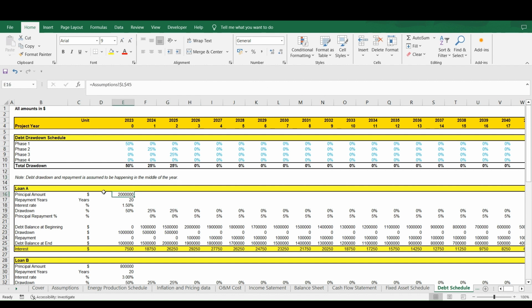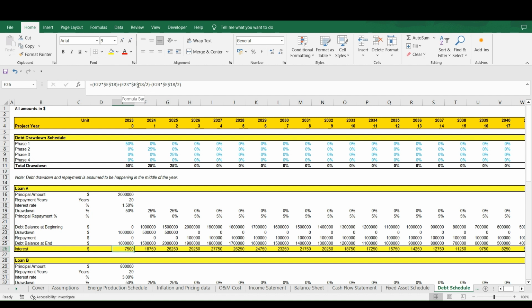So the principal amount of loan A is this. This is the repayment years, the interest for the loan, and the debt drawdown. Like in the first year, we'll draw down 50% of the debt and then 25%, 25%, and then we'll start repaying in the third year of the starting of the plant. So next, here we have the debt balance at the beginning. Then next, we have the drawdown that has happened in the year, the repayment, and the debt balance at the end.